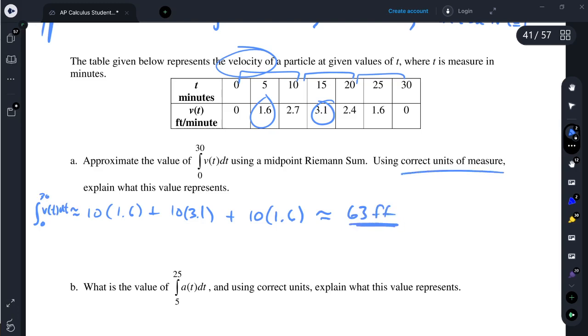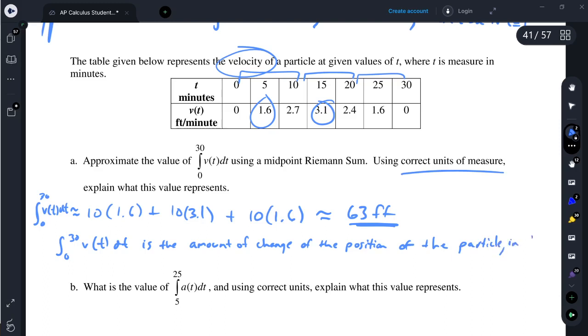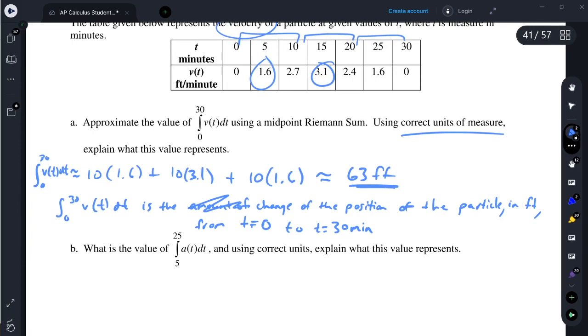So now, using correct units, explain what this means. That's what I want to focus on. The integral from 0 to 30 of v of t dt, we're always going to say, is the amount of change, or the change in the amount. So you could easily just say the amount of change of the position of the particle in feet from t equals 0 to t equals 30 minutes. Honestly, reading that back, the amount of change sounds kind of silly, so I'm just going to say the change of the position, but you can always use amount of if you want.